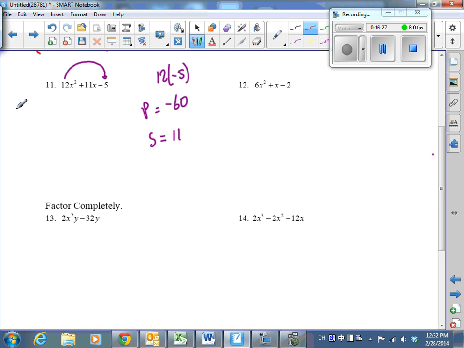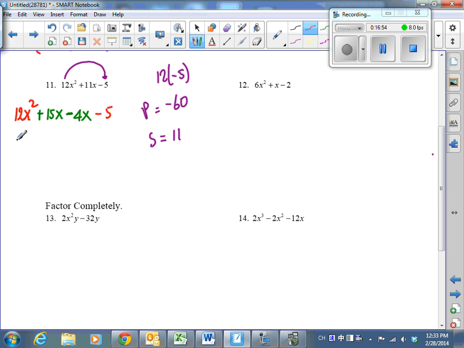I will rewrite this one as 12x squared plus 15x and minus 4x minus 5. It was 15 and -4. This one you cannot jump straight to the conclusion. If it has a number in front, you have to go through all the steps.